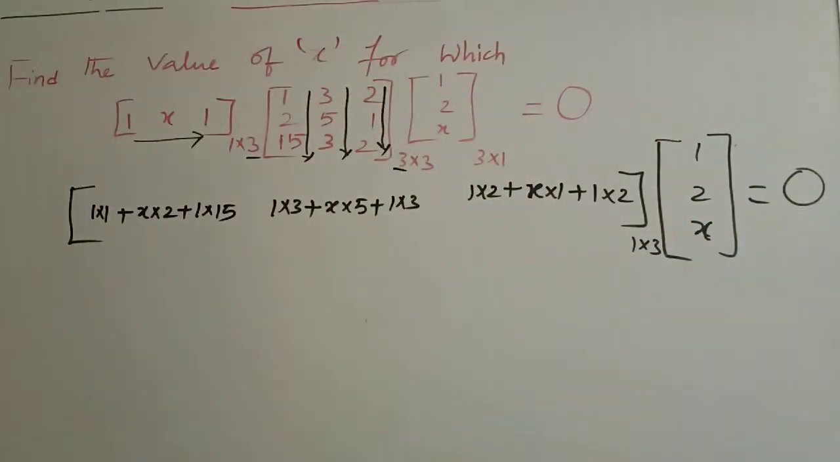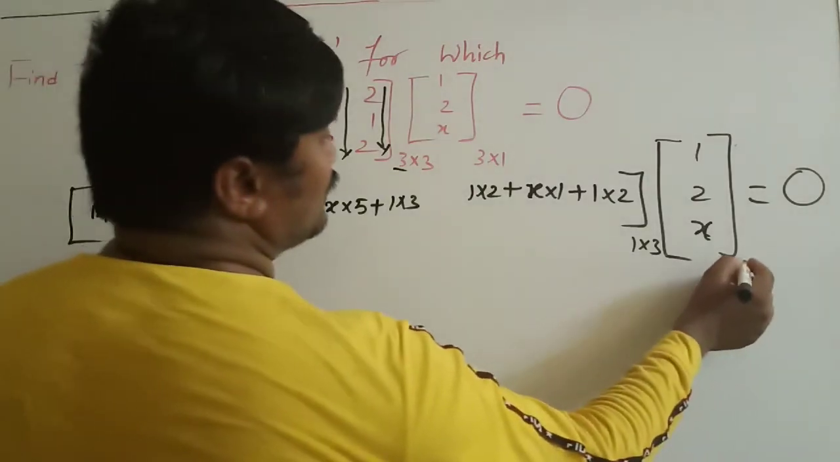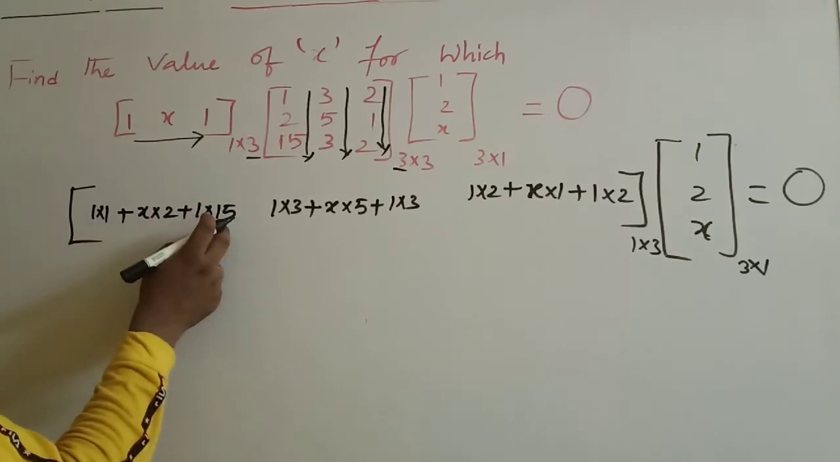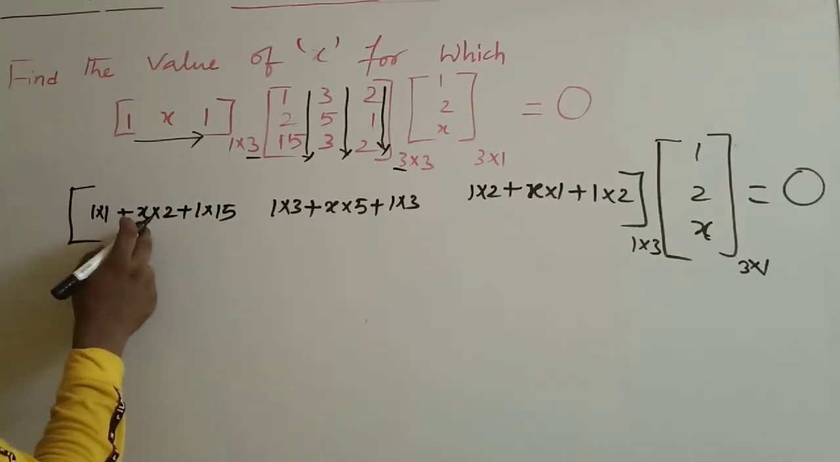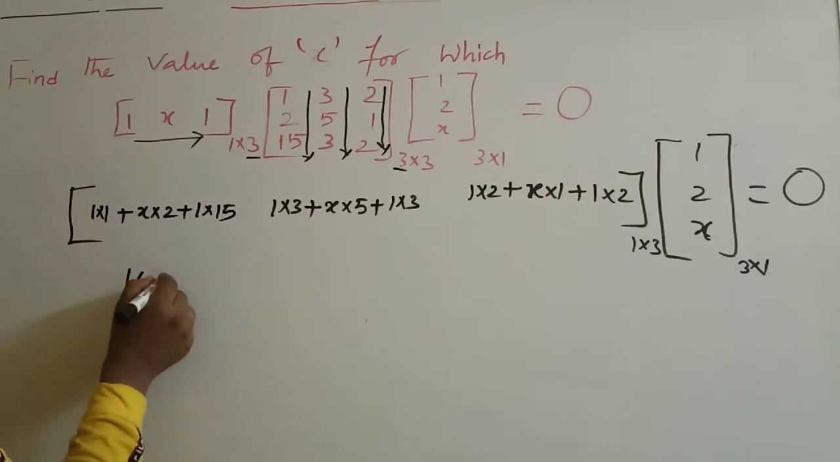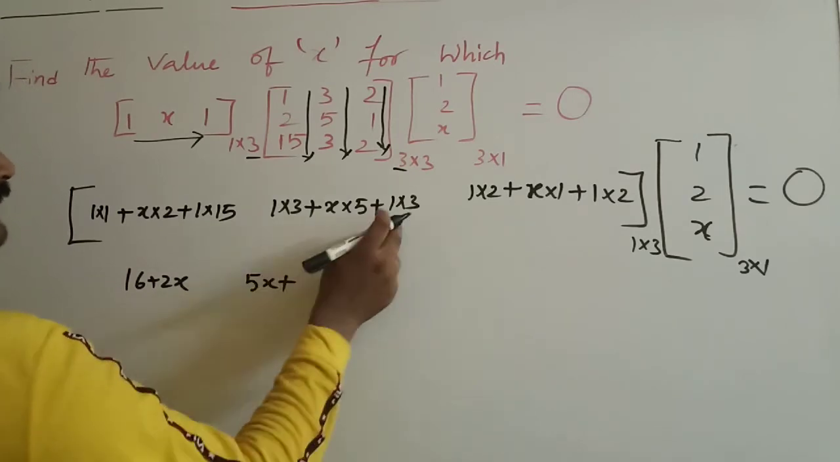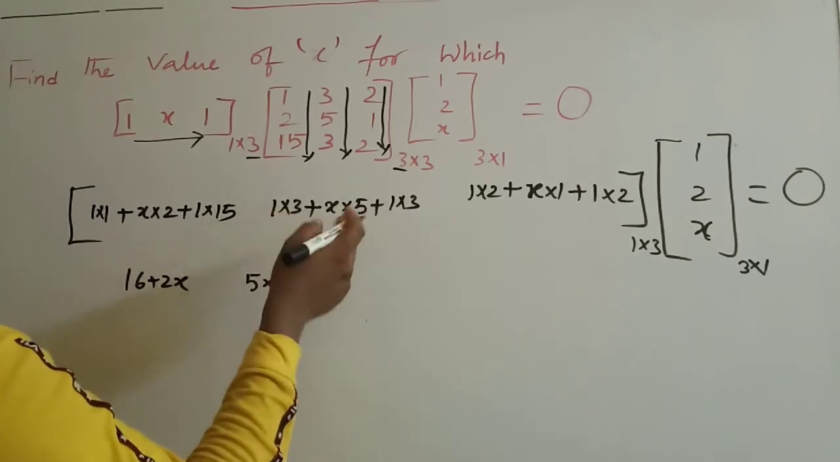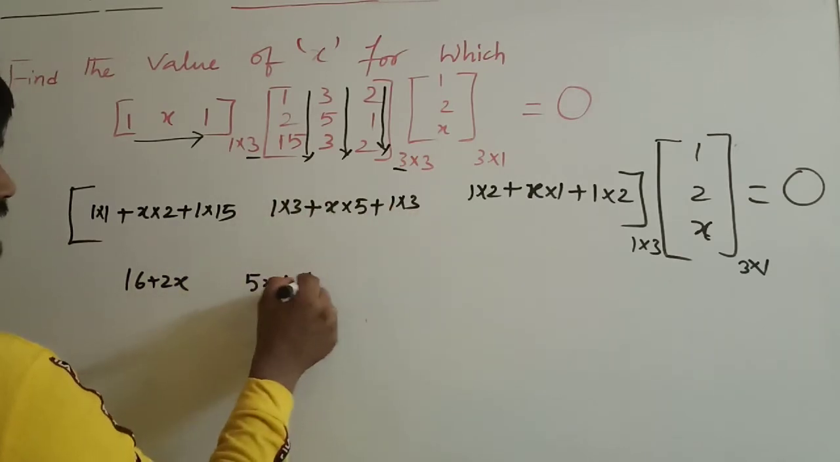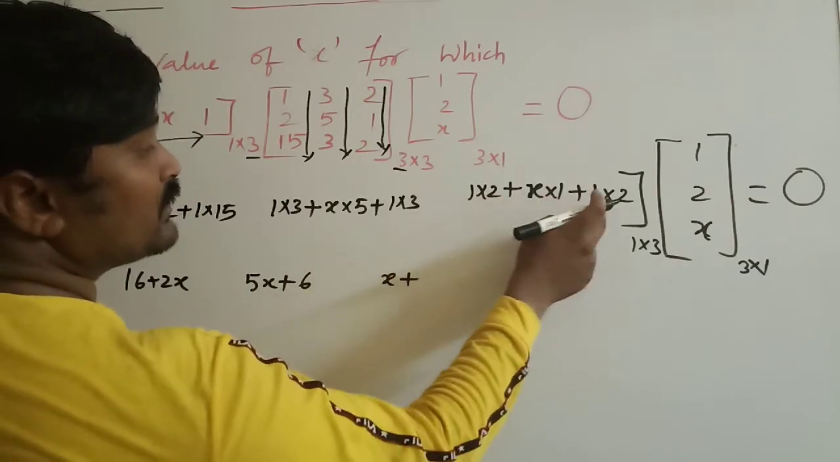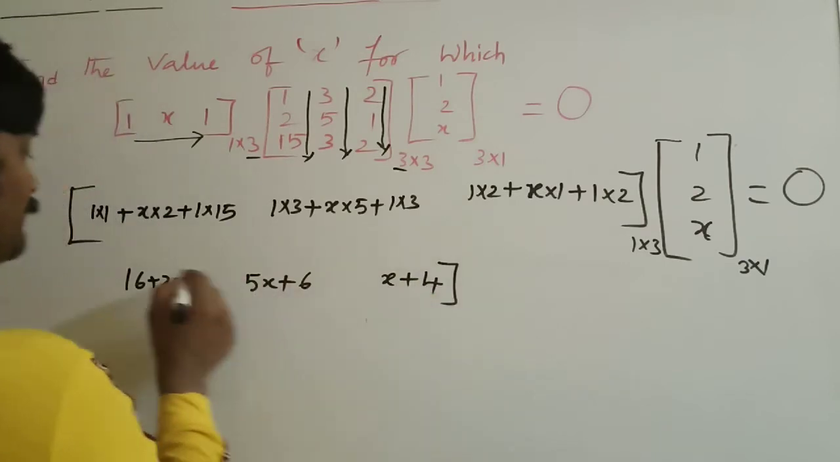Just like that you can keep going. At last we will find whether the order is 1 or what, later. Here the order is 3 by 1. Now multiply: 1 ones are 1, 15 ones are 15, 15 plus 1 is 16, plus 2x. So write that 16 plus 2x, and here 5x plus 3 ones are 3, 3 ones are 3, so you get 3 plus 3, 6. Next x here plus 2 ones are 2, 2 ones are 2, that means 4.